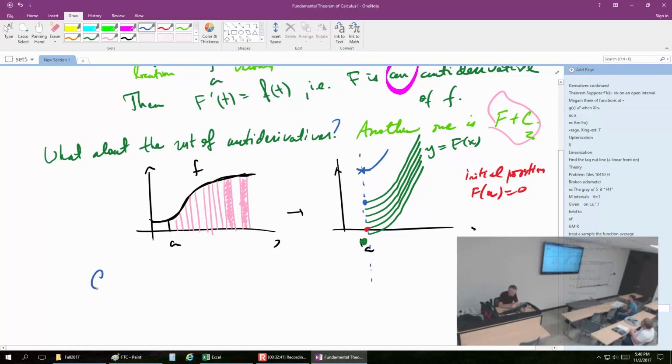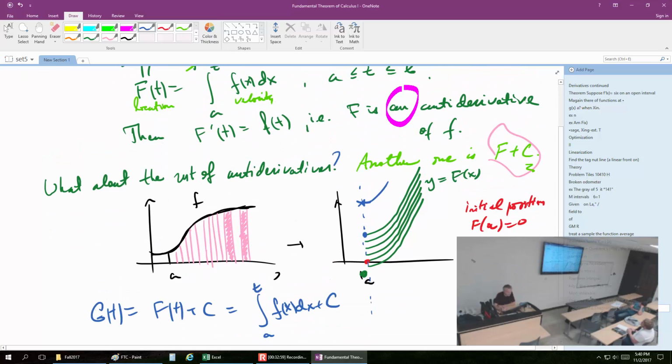You can simply say g of t is equal to f of t plus c, which is integral of f of x dx plus c, from a to t. Okay, but the alternative idea is to pick a different starting point for integration. So say I pick c here. Okay, well, not c, but how about d? So g of t could be seen as the integral from d to t of f of x dx. Okay, so varying not the initial position, that's what the picture on the right shows, but rather varying the initial time.